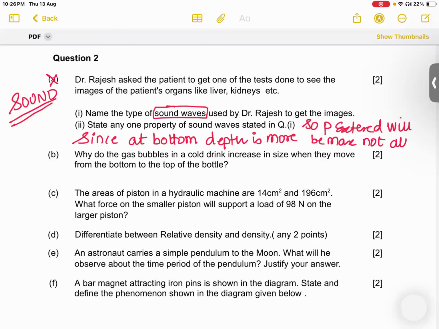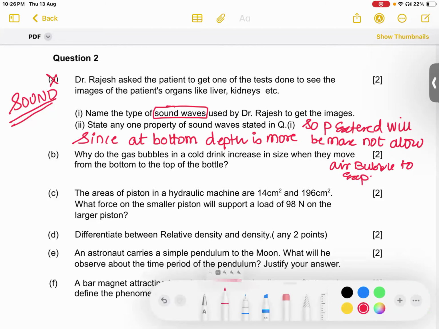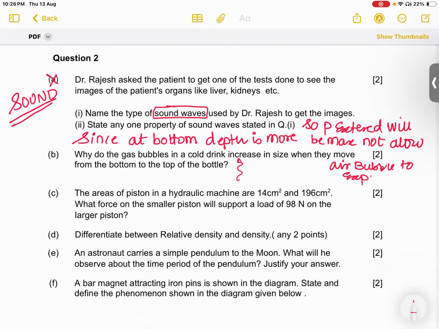not allowing that air bubble to expand. When it freely moves upwards, the air bubble will try to expand and the size will increase. When the air bubble starts going upwards, the size will increase because the pressure will now start decreasing, allowing that air bubble to expand very easily. Okay students, let's take the next question.